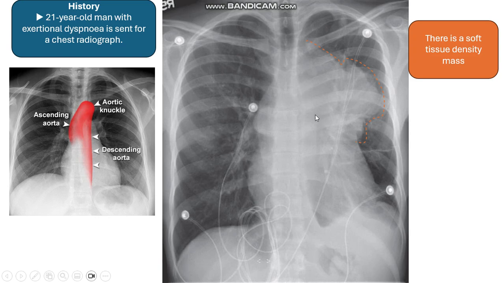This is a specific criteria of the anterior mediastinal masses, because the aortic arch is an anterior mediastinal structure. So if obscured, this means that there is an anterior mediastinal mass.